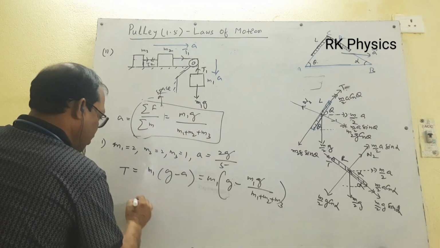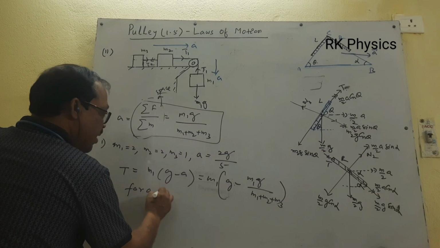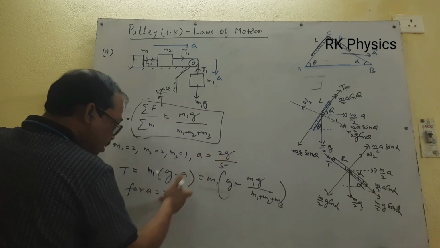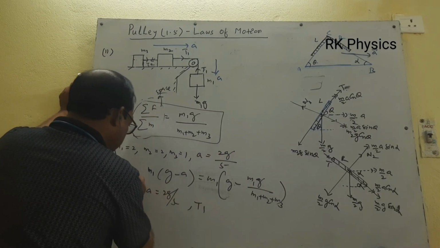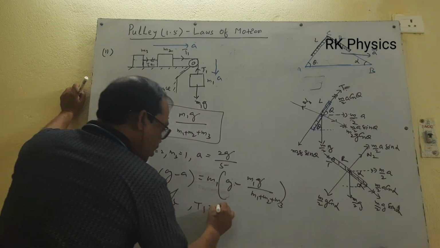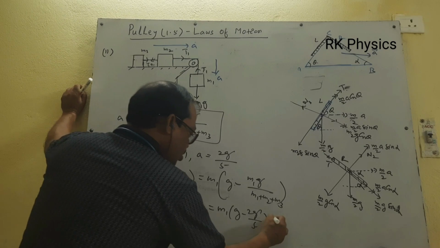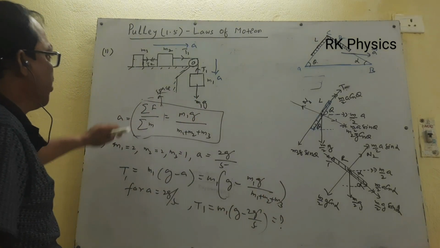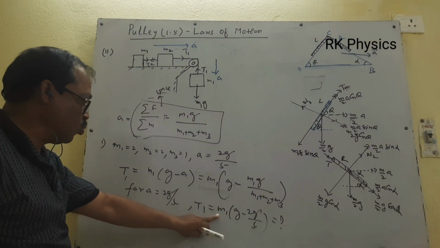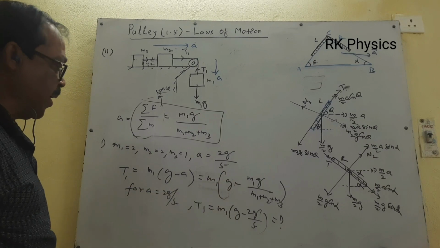Now for this problem, a equals 2g by 5. If you take this sum, what is T1? T1 is M1 into g minus 2g by 5. So this is your answer. Put M1 equals 2 and you can find it.